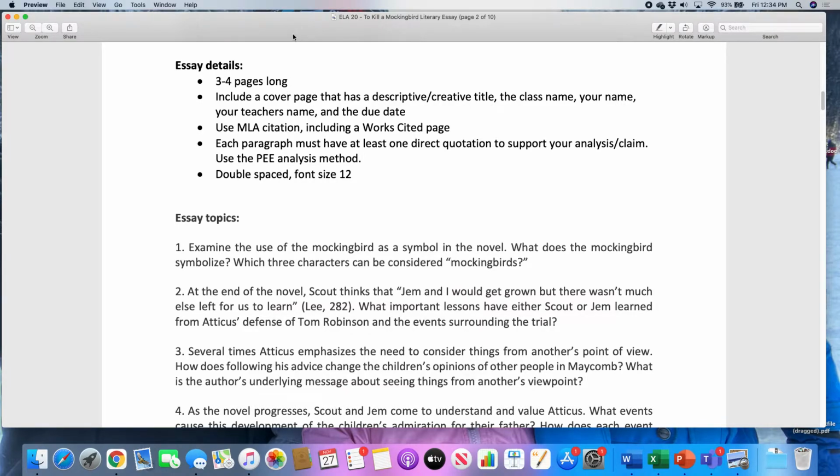So typing and handwriting. Typing is usually about half the size of a written word, and so if we want to double the pages, if you write it by hand, 6 to 8 pages long, please, also double spaced. I want you to include a cover page that has a descriptive or creative title, your class name, your teacher's name, and the due date. Centered or left aligned is fine. Just make sure that all those things are on there.